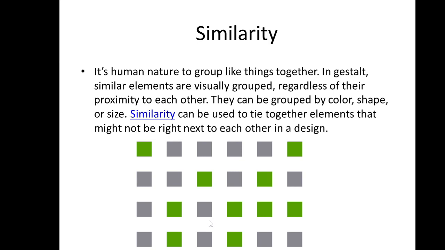So similarity. It's human nature to group like things together. In Gestalt, similar elements are visually grouped regardless of their proximity to each other. They can be grouped by color, shape, or size. Similarity can be used to tie together elements that might not be right next to each other in a design.